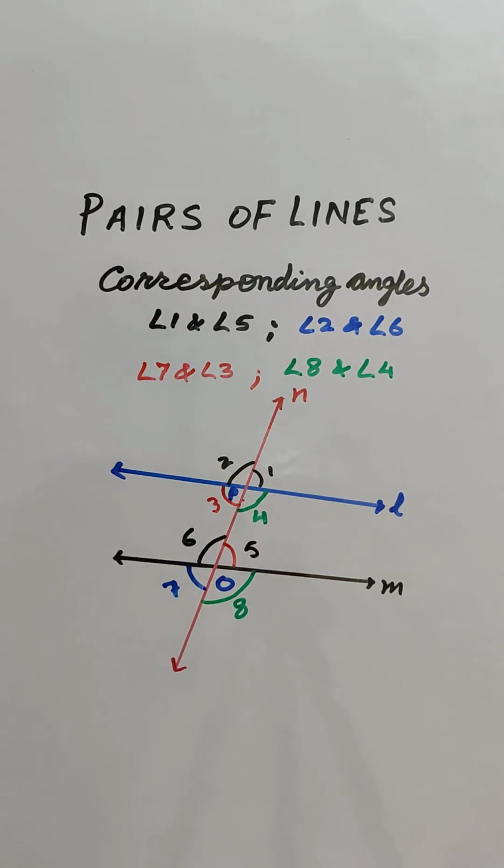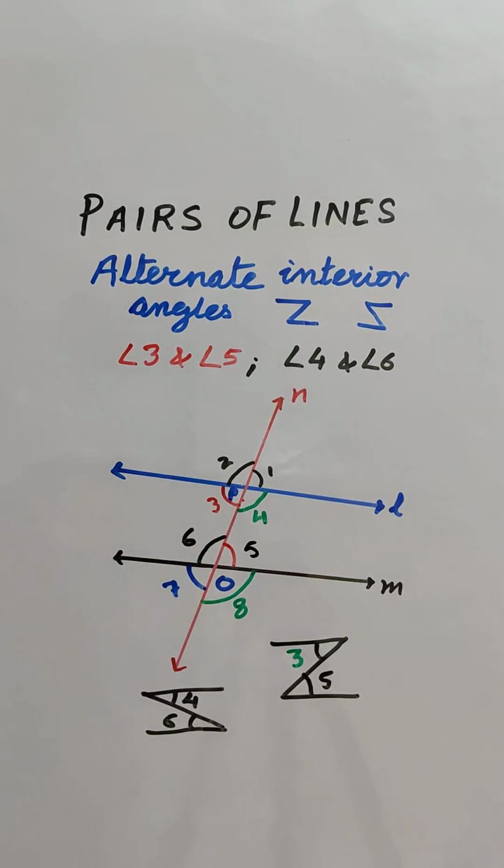This way, a pair of angles in which one arm of each angle of the pair is on the same side of the transversal and the other arms of the angles of the pair are directed in the same side are known as corresponding angles.